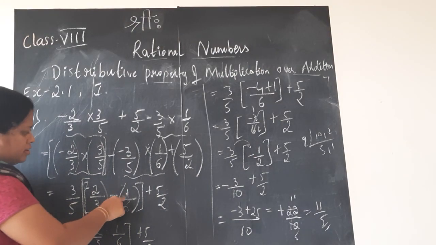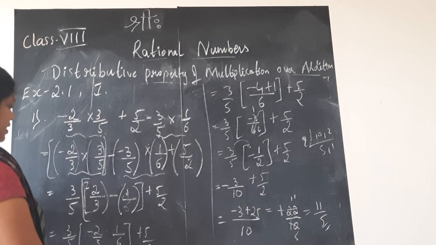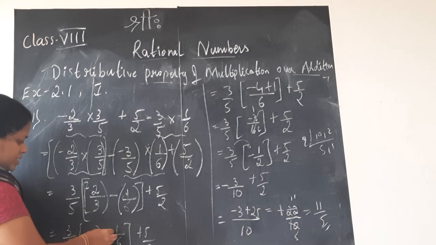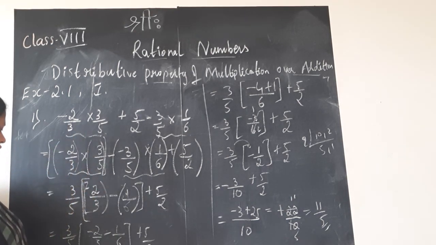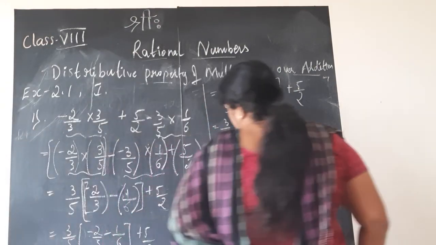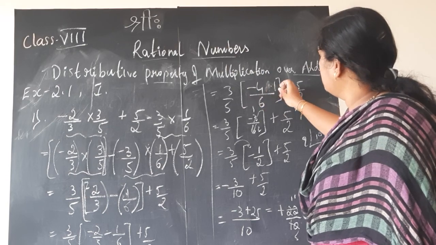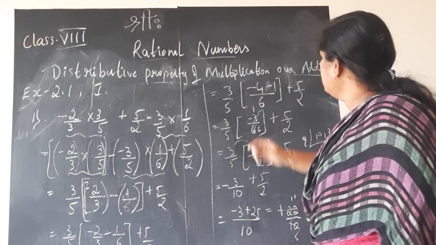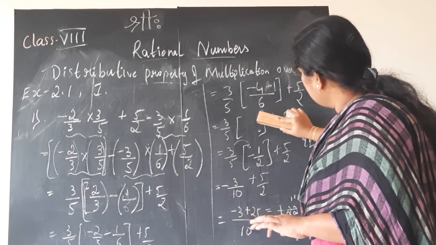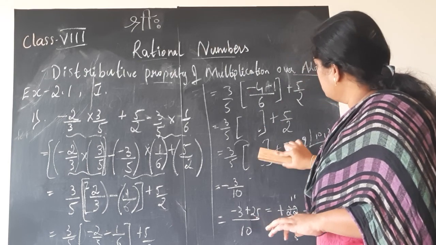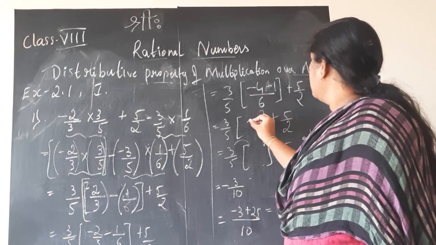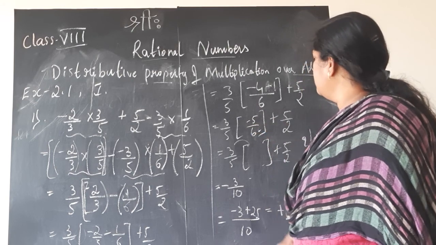See here, I wrote minus 1 by 6 in place of plus 1 by 6. So this remains minus only. In the whole problem I should change the sign now. So 3 by 5 into minus 2 by 3 minus 1 becomes minus 3. So minus 4 minus 1 is minus 5 children. From here onwards I should change. Sorry. Minus 4 minus 1 is minus 5 divided by 6.